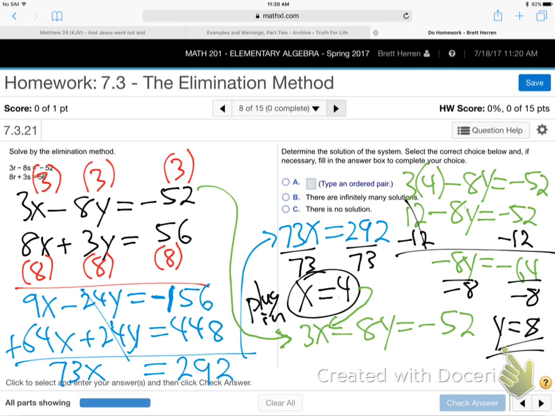So what are the answers? X, where was x? Oh, here, 4. So the answers are 4 for x and 8 for y. There's x, there's y. 4, 8. Boom. Are we good? X is 4, y is 8.